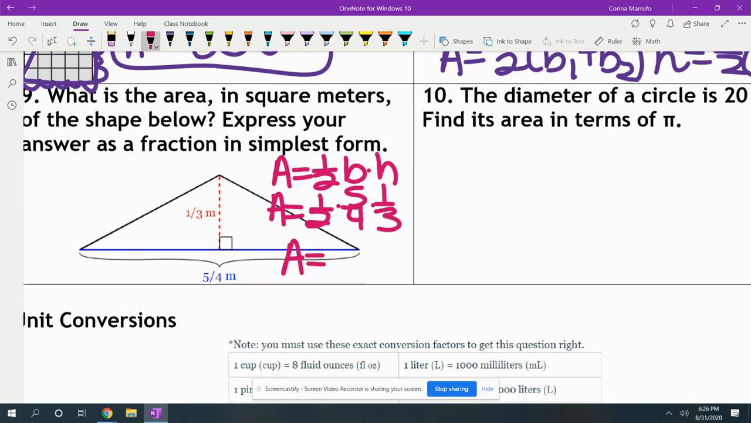1 times 5 times 1 gives us 5. 2 times 4 times 3 gives us 24. And then we see if we can simplify this. I believe you cannot. So it's going to stay like that. Oh, and our units are meters squared.